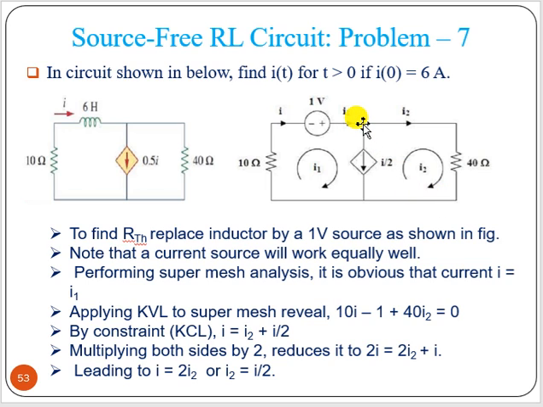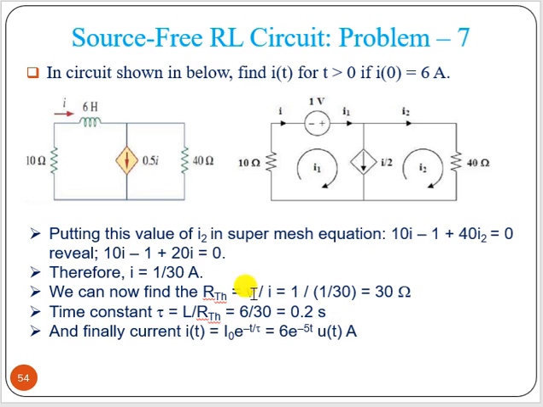Now if you write KCL here at this node, what can you write? I1 equal to I2 plus I by 2, right? One is entering current, these two are leaving current. Now multiplying both sides by 2, we get this expression. So you can find out I2 in terms of I. That we can put here, then you can find out the value of I. If we got the value of I, okay, then RTH equal to V by I. So we got the value of R. Then we can find out tau, L by RTH. Then we can find out the value of the current i(t), because your I0 is given as 6.